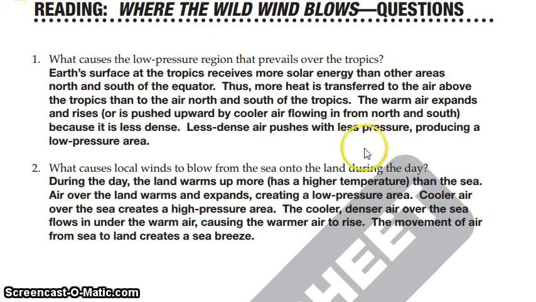With the second question, what causes the winds to blow from the sea onto the land during the day? During the day, the land warms up more, has a higher temperature than the sea. Air over the land warms, expands, creates a low pressure area, and the cooler air over the sea creates a high pressure area. The cooler, denser air over the sea flows under the warmer air, causing the warmer air to rise. The movement of the air from sea to land creates the sea breeze, like we looked at with the diagrams earlier. Again, if you have any other questions about wind blowing and air pressure, please ask in class.